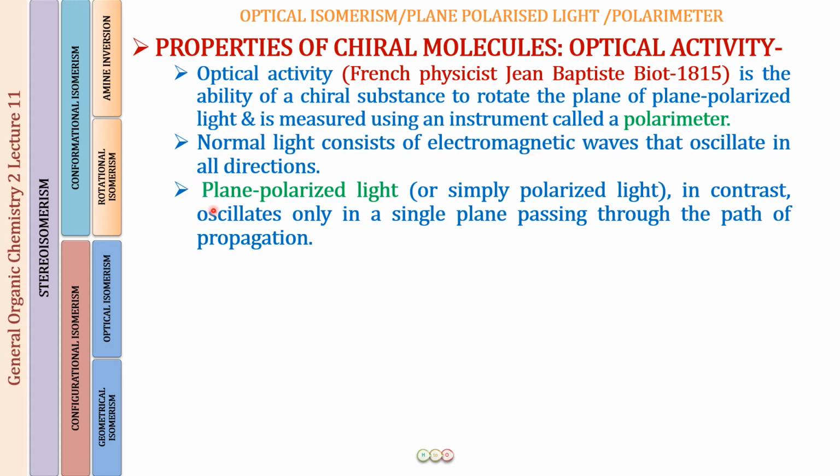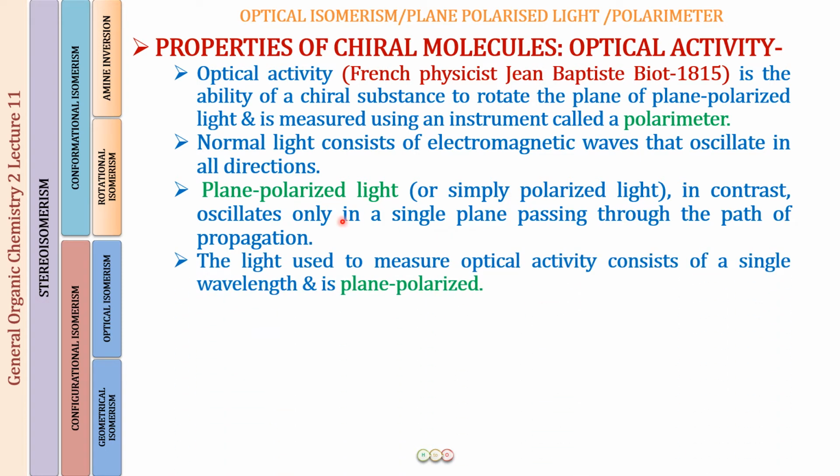Similarly, if you have a plane polarized light which we have obtained from normal light, it will consist of electromagnetic waves of varying wavelengths. It is also going to be polychromatic. Many wavelengths are going to be present, but they will be oscillating in a single plane only. But for measuring optical activity, we require light that is of a single wavelength and is plane polarized also. Okay, for measuring optical activity, we require light which is going to consist of a single wavelength and is plane polarized also.